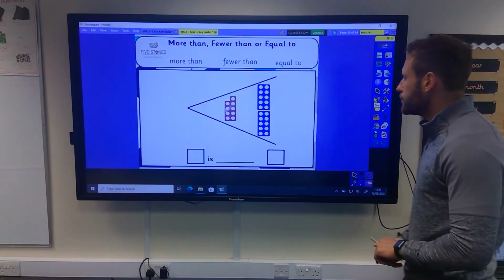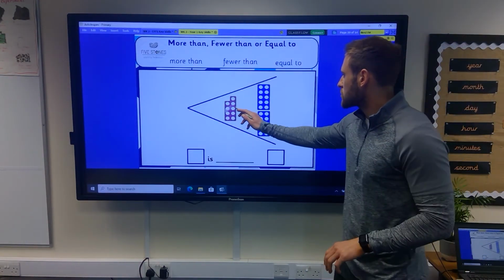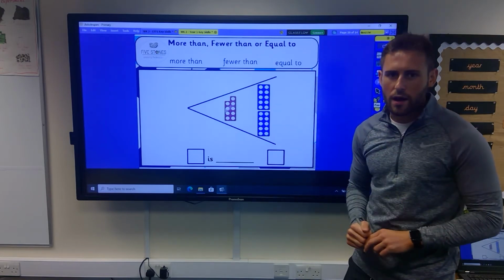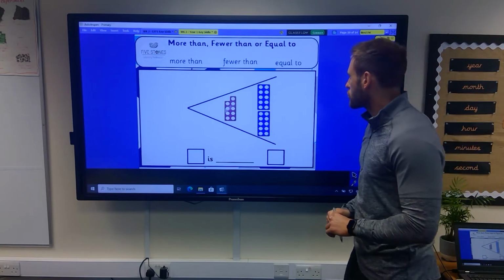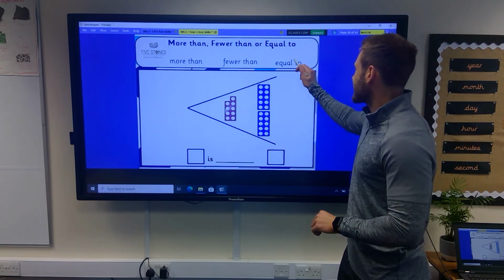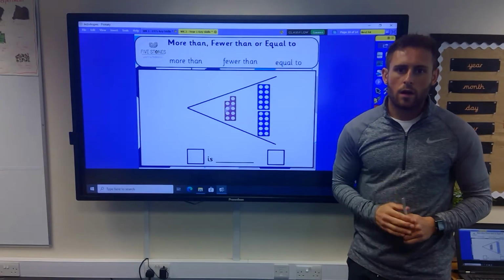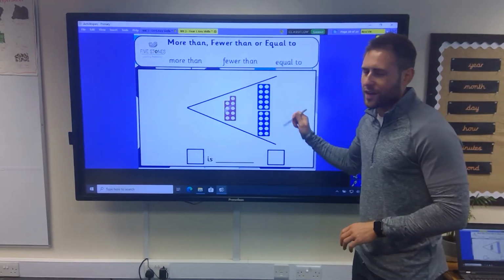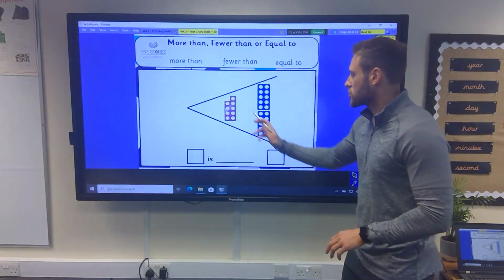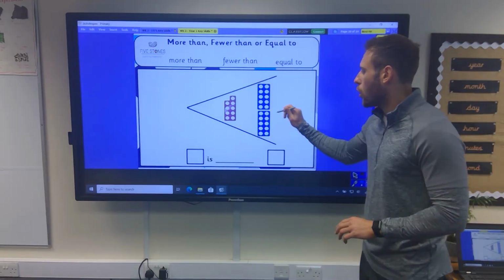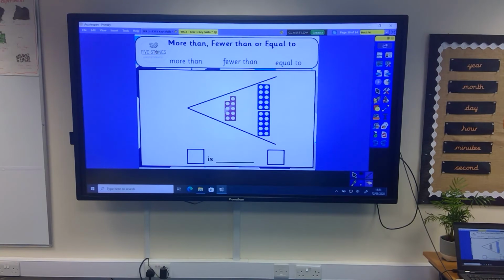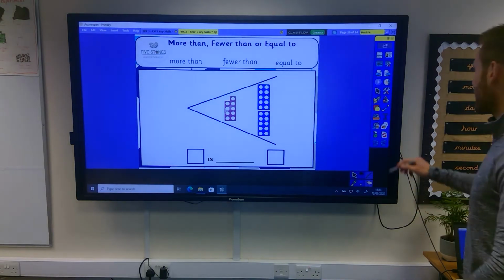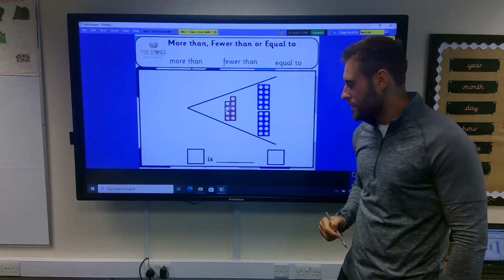Same activity, everyone. We are trying to find out whether this number is more than this number, or whether this number is fewer than this number, or whether this number is equal to this number. Your turn to figure out what these numbers are first of all. So what is this number, but also what is that number? Off you go.